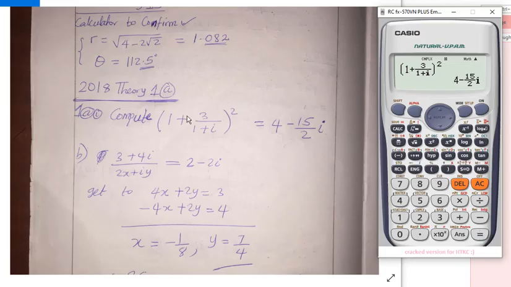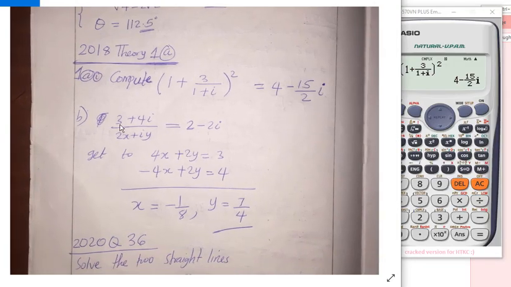Although it's a theory question, I told you that you can use calculator to confirm your solution. You can see what I've gotten now. Now this other one, 2018 theory number 1B says you should solve for x and y, and this is the question, right? I've showed you in the previous video that you just need to cross multiply and you equate the real part, equate the imaginary part to get this simultaneous equation.